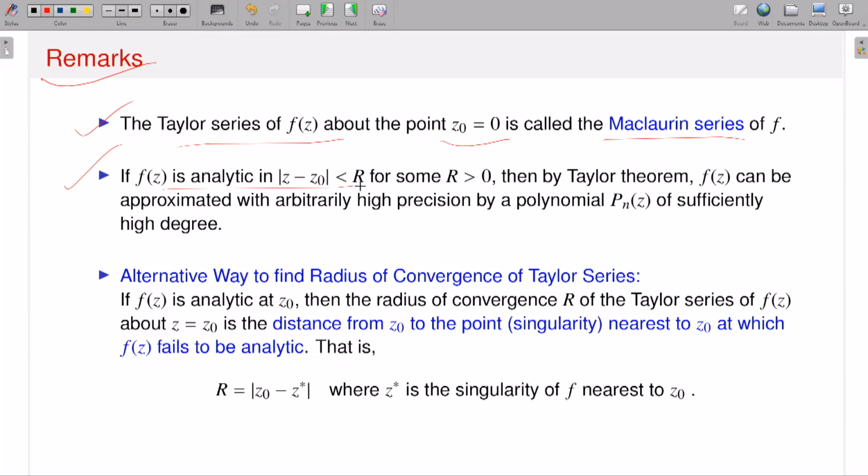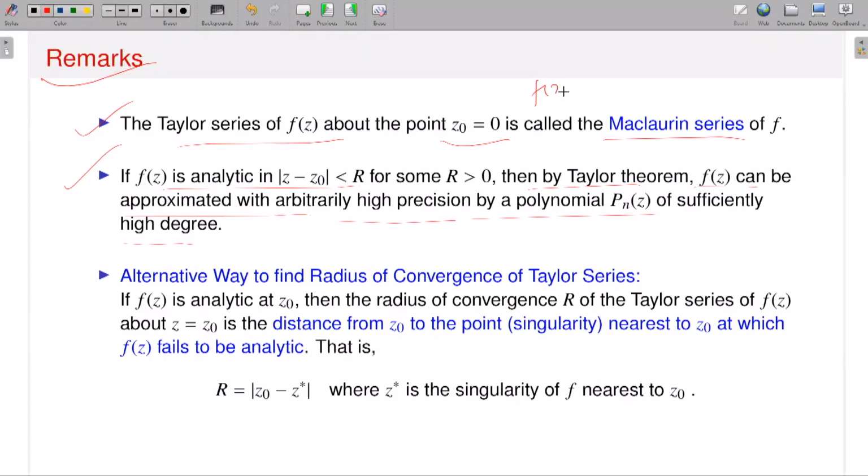Now another observation you are already familiar with. If f(z) is analytic in this domain, all those z where mod of z minus z naught is less than r, then by Taylor's theorem f(z) can be approximated with arbitrarily high precision by a polynomial p(z) of sufficiently high degree. Because in that domain, since my function is analytic, I have a power series expansion, so f(z) is the sum of a_n (z minus z naught) to the power n, n from 0 to infinity.